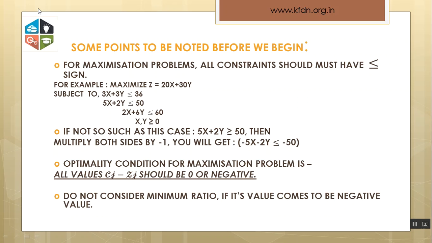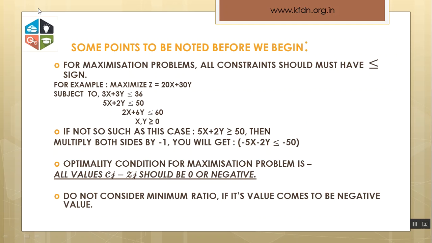Now, if it is not so, such as in this case, that means when the less than or equal to sign is not there, such as 5x plus 2y greater than or equal to 50, then we have to multiply both sides by -1 to get the less than or equal to sign. So after multiplying by -1, we will get minus 5x minus 2y less than or equal to minus 50.